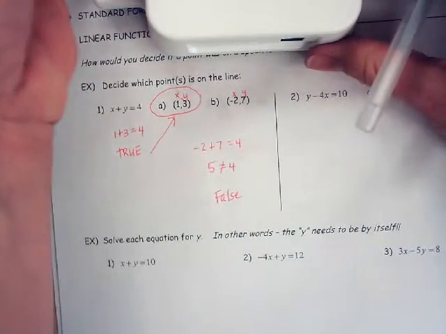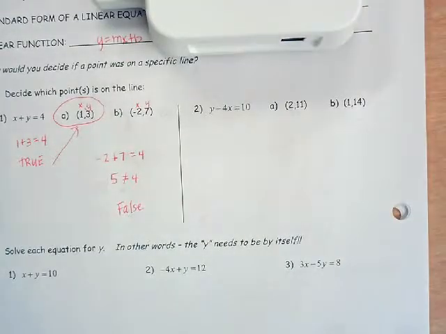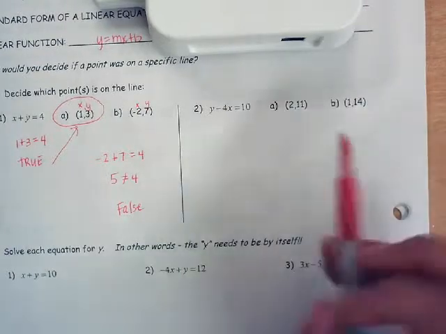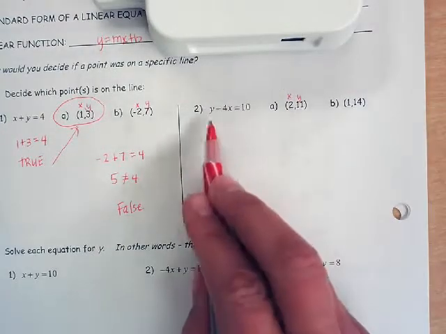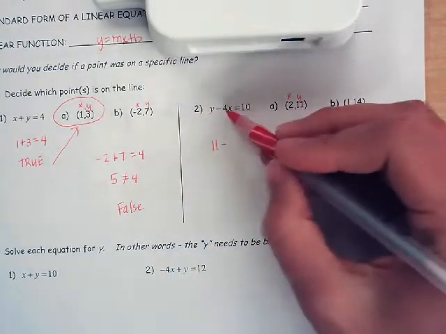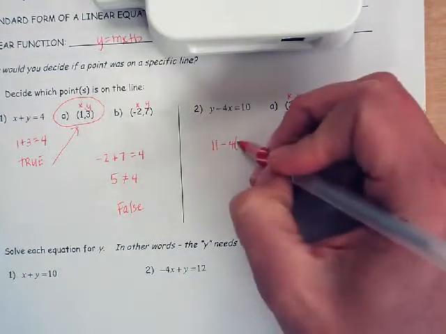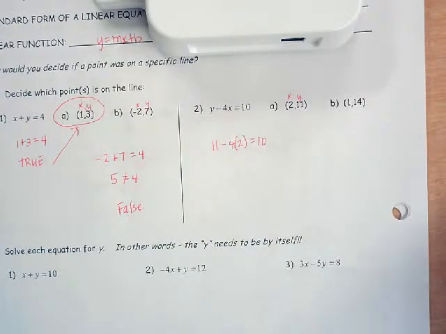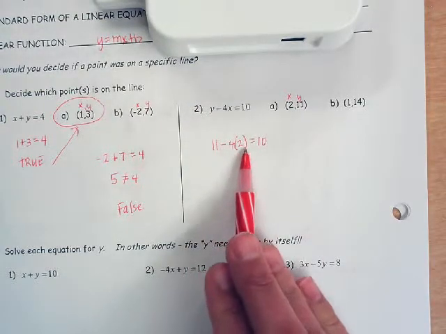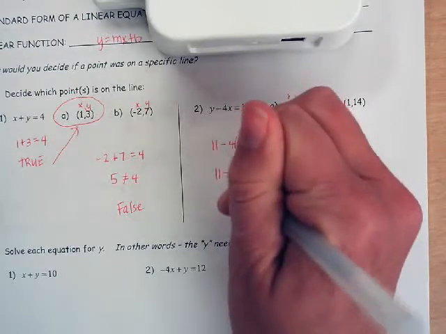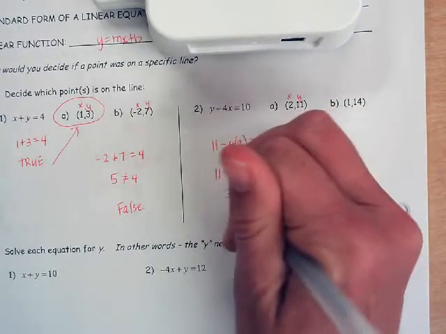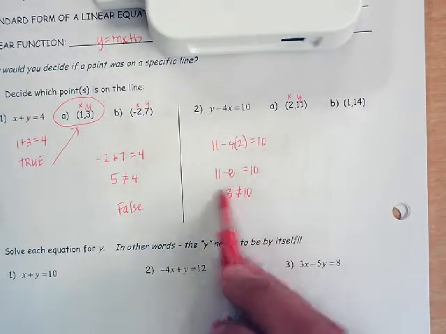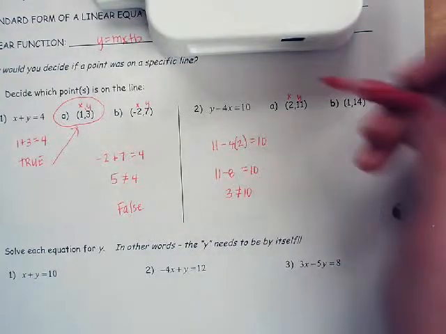Let's try that again. Number 2. Y minus 4x equals 10. Same thing, I can just plug this in. So this is my X and this is my Y. So I'm going to say 11 in for Y minus 4 times 2 for X equals 10. I need to do this part first. So negative 4 times 2 is negative 8. So 11 minus 8 equals 10. And 11 minus 8 is actually 3. And 3 does not equal 10. If we get a false statement here, that means that this point is not on the line.